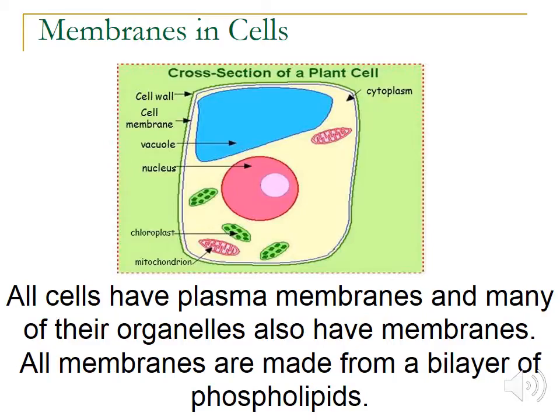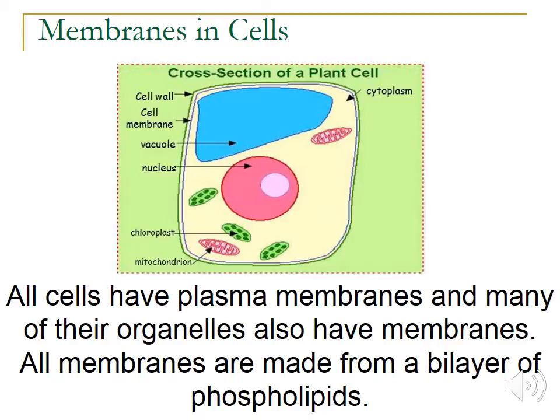When we think about membranes in cells, we can envision a cell as being completely surrounded by a cell membrane. However, we also want to remember that organelles also have membranes. So some of the organelles that we've learned about already, like the mitochondria, the chloroplasts, the nucleus, all of those organelles are also surrounded by membranes. So that means that those membranes can also control the movement of molecules in and out of organelles.